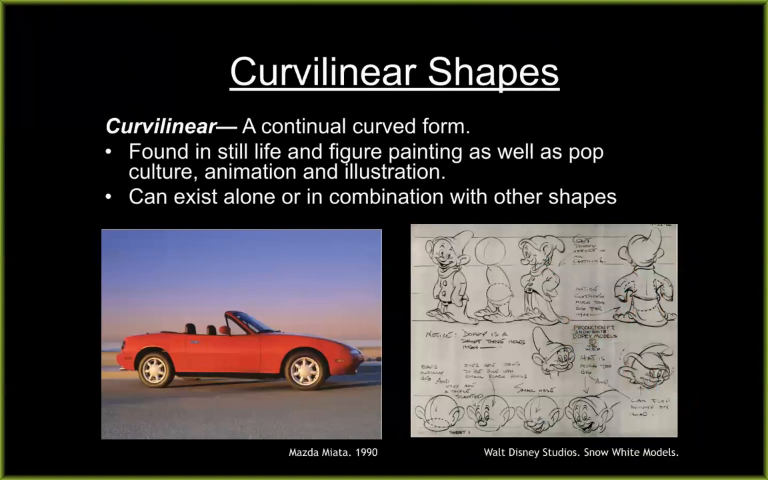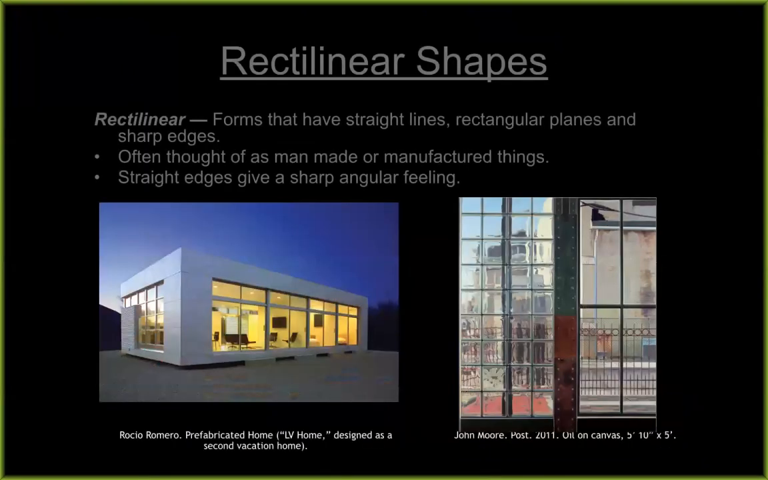Shapes that are curvilinear are continual curved forms. We see them in still lifes. We see them in figure painting. We see them in Disney. Almost every Disney character is made up of curvilinear shapes. And they can exist alone, or they can exist with combinations of other shapes.